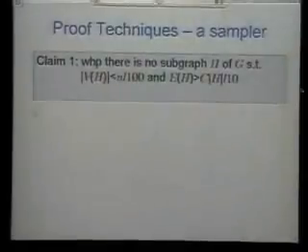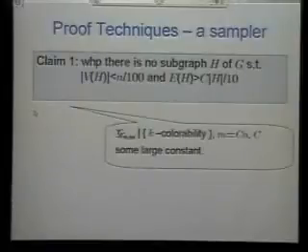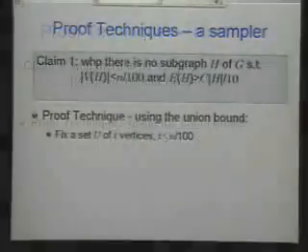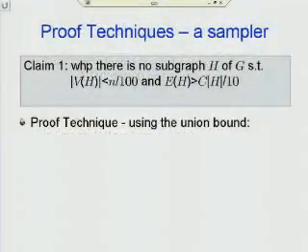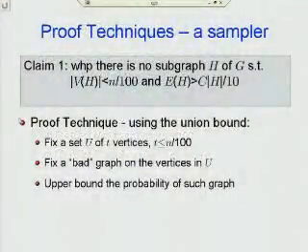This is the interesting part. Okay, so how does it go? Let's try to prove this claim: with high probability, you don't have small subgraphs with too many edges. We think of M as C times N, and the proof technique is union bound, the normal union bound. Let's fix a set U of T vertices, T is small, and fix a bad graph on these vertices.